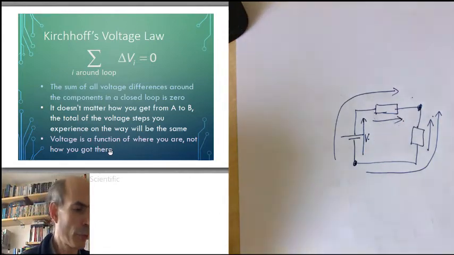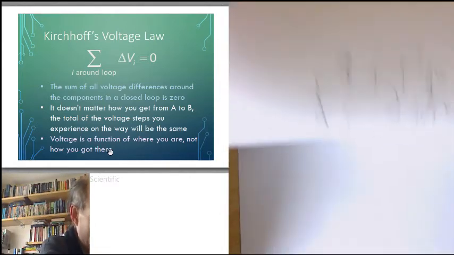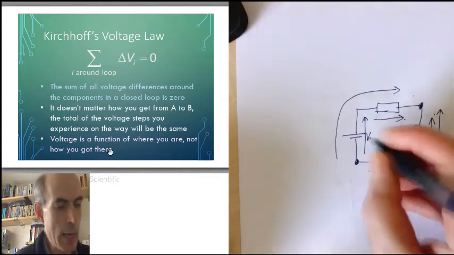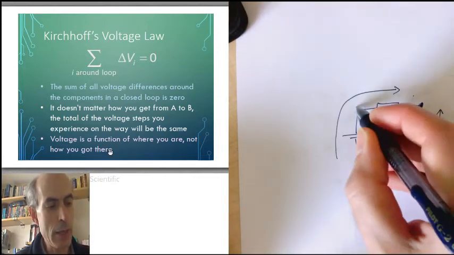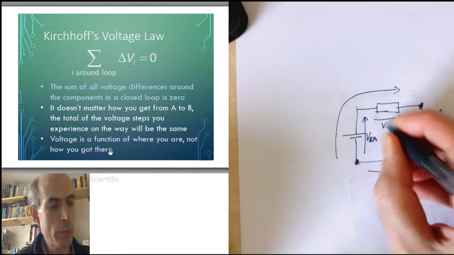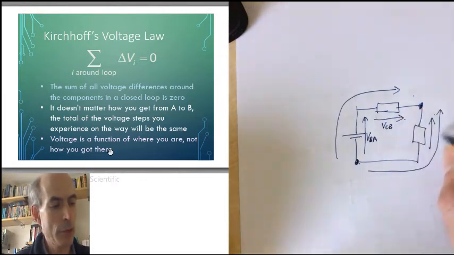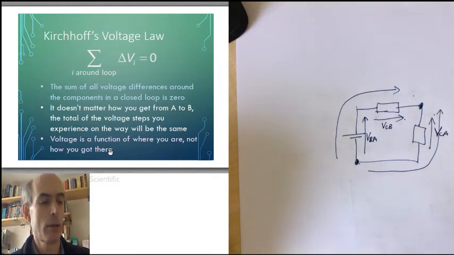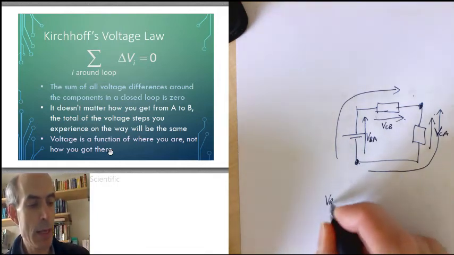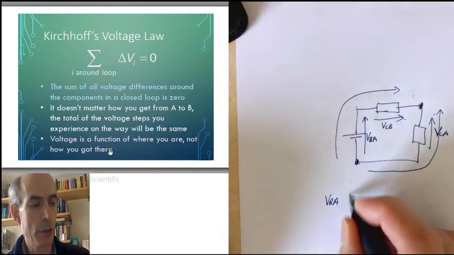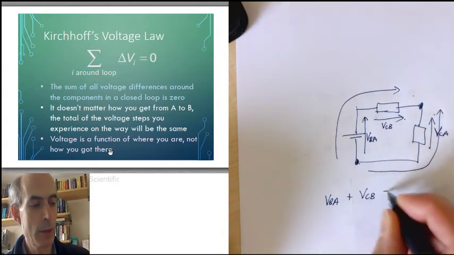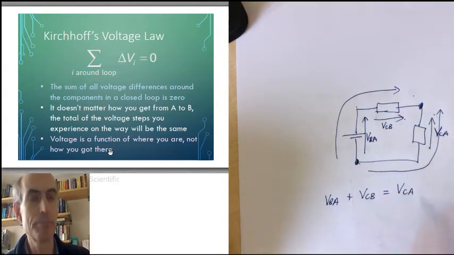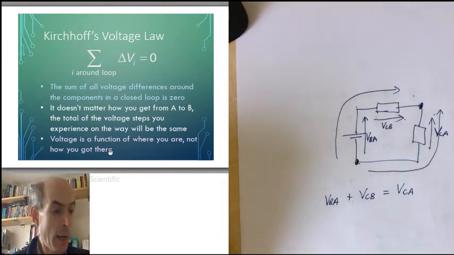what did I call it before? Let's be consistent. VBA, that's VB and that's VA, and this would be VCB, and this would be VCA. So I could write VBA plus VCB is equal to VCA. Yeah, we can see some examples of these.